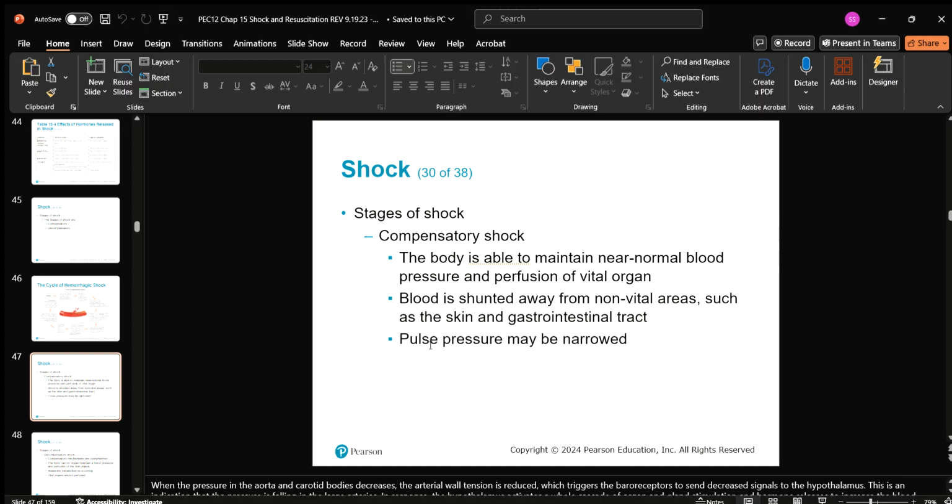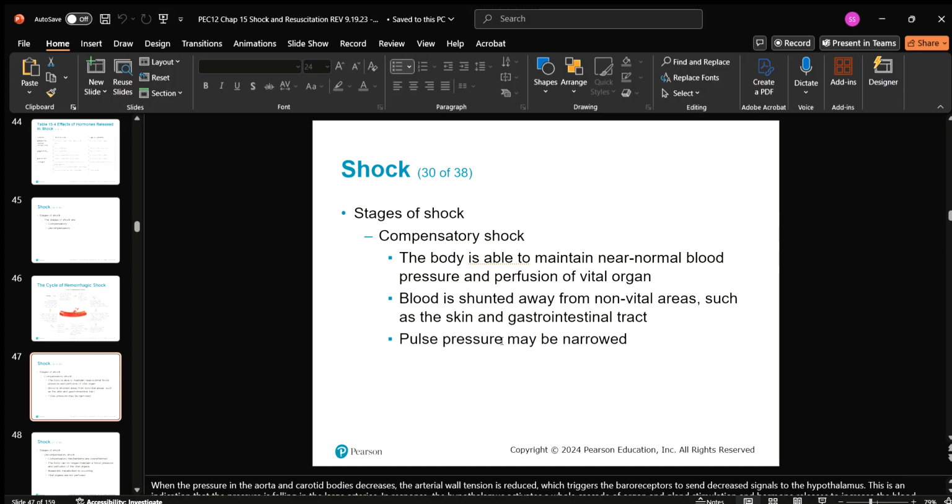Pulse pressure. What is pulse pressure? That's the difference in our systolic and diastolic numbers. So 120 over 80, what's our pulse pressure? 40. 120 minus 80, 40. So one sign that your shock is getting worse is when we have a narrowing of pulse pressure.